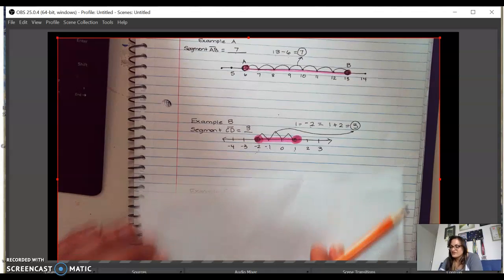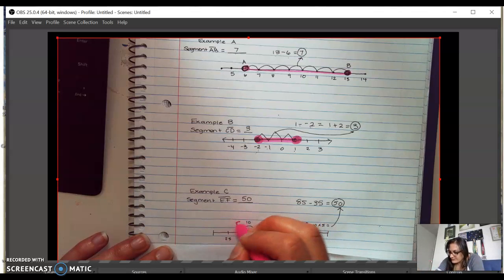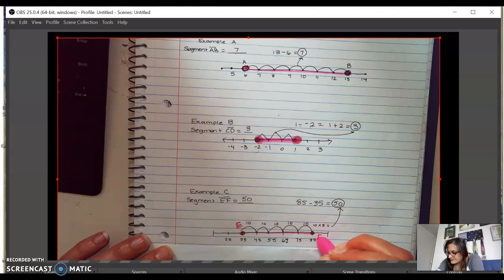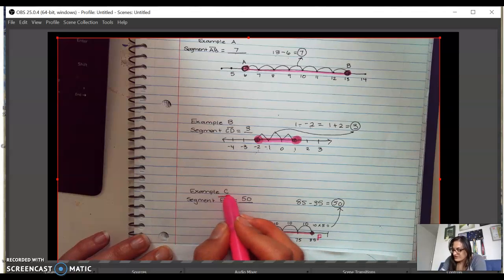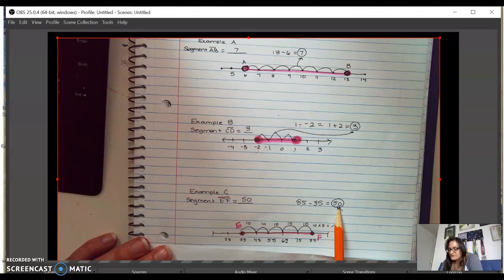All right, the last example here, okay? So if you look at this line segment here, so EF, which of course I did not label, I'll call this guy E, and this guy F. So I have a line segment EF. So if you look, my line segment starts at 35 and it ends at 85. Again, subtract my little number from my big number. 85 minus 35 is 50.